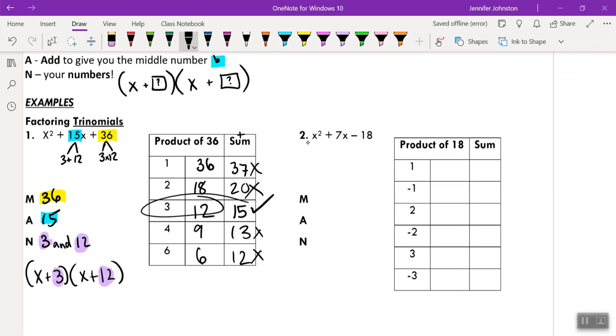All right, this one, two numbers that multiply. So our m is going to be the last one, not just 18, but negative 18. So we want two numbers that multiply to give us 18, and those same numbers add or subtract to give us 7. All right. So that is our 7. Our 7 is the middle term, so the last term is m, the middle one is a, and we're trying to find two numbers.